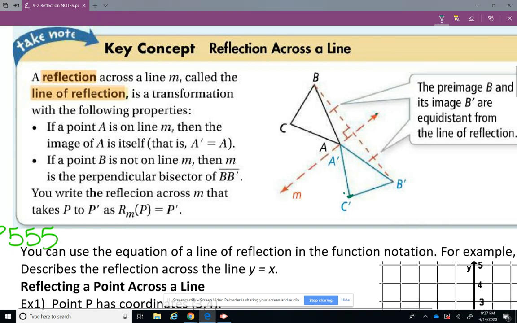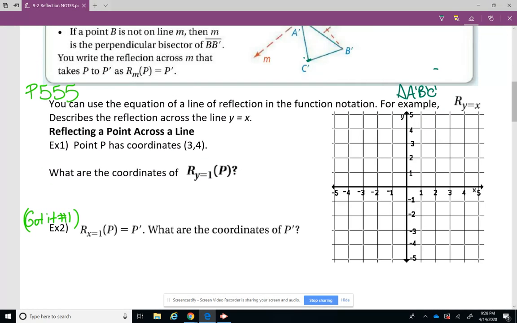You know how yesterday we did a translation, 4 units to the right and 2 down? We did it like that, and we translated triangle ABC, and it ended up equaling triangle A prime, B prime, and C prime. Okay, that's what we did yesterday, and that was pretty much what you call a rule.